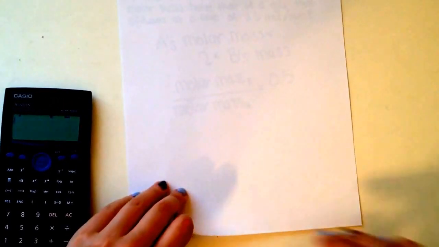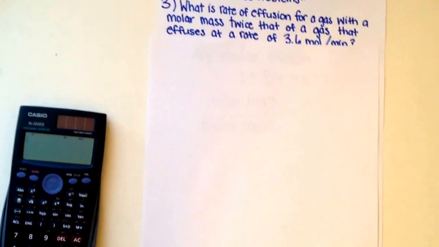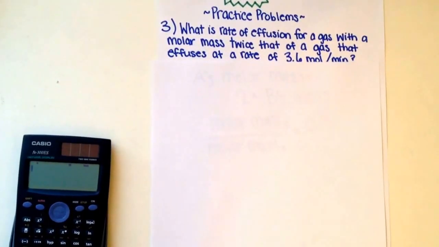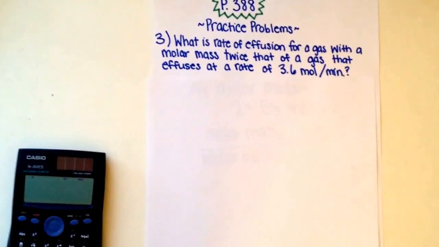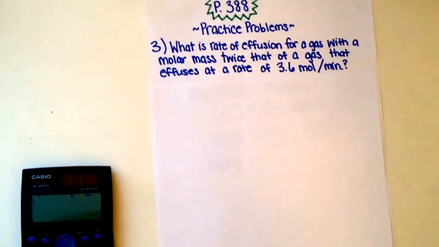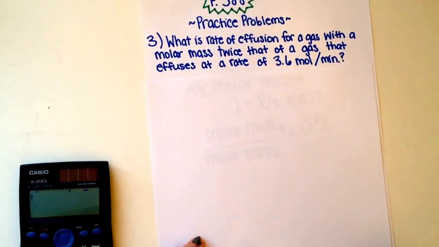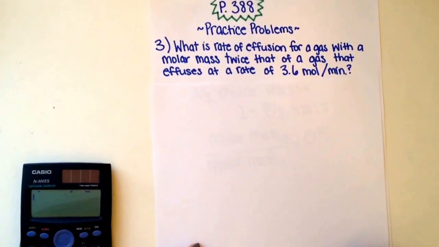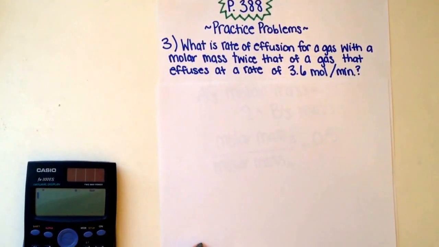The next practice problem is also found on page 388, and it's number 3. It asks, what is the rate of effusion for a gas with a molar mass twice that of a gas that effuses at a rate of 3.6 moles per minute? So we're solving for the first rate, which is rate A. The question states that rate B is 3.6 moles per minute.